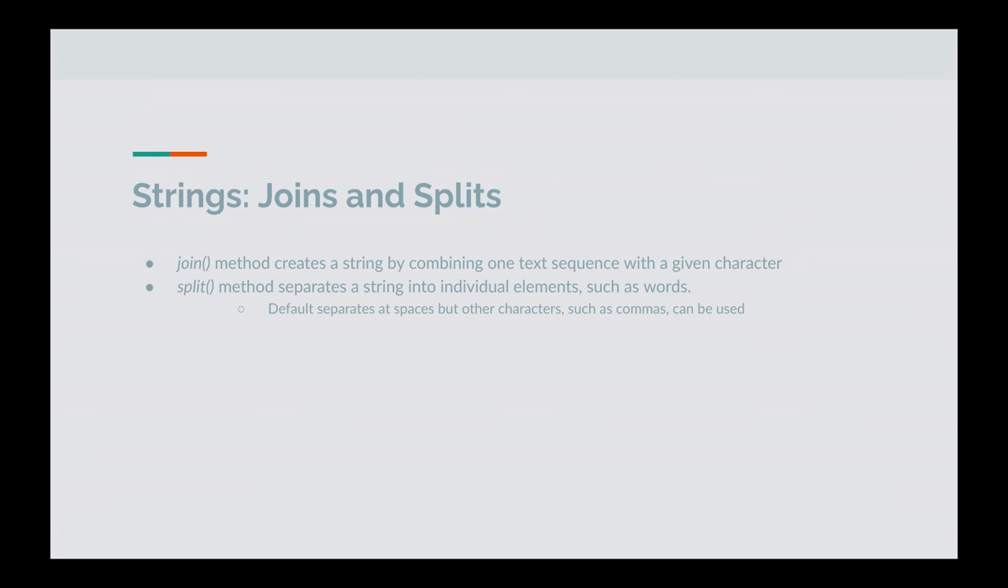Split separates your text string by default using white space. So if you have a space between words within a sentence, it will return a list of those individual words rather than giving you that sentence back. But you can change what that separation character is. It's normally a space character, but you can also use commas, hyphens, whatever the case may be.